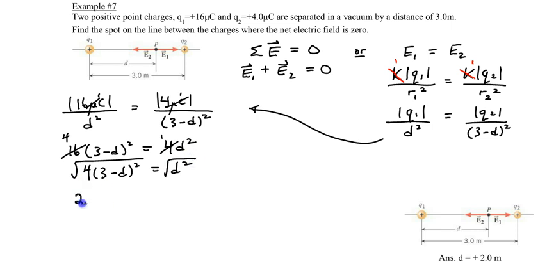And so I'll get 2 brackets 3 minus D equals D. So I'll get 6 minus 2D equals D. 3D equals 6, so D would be equal to 2 meters. And that's our answer.